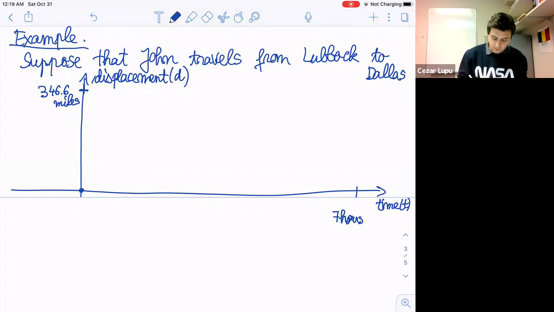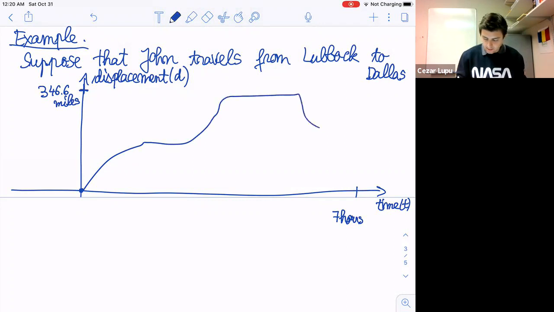So it starts from 0, so it will go like this, and then like this, and then like this, and then like this, and then like this. So it will reach its destination, right? So it starts from 0 here. Okay. Now let's see, at the point, let's say here S, this will be, let's say, 122 miles.